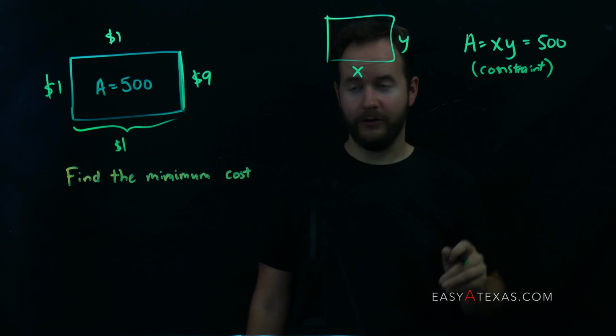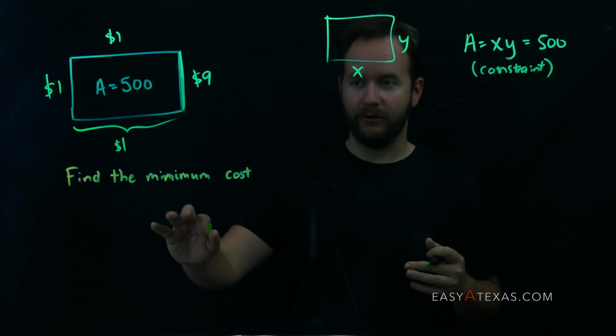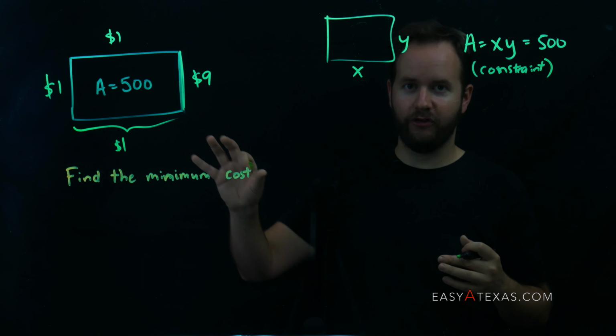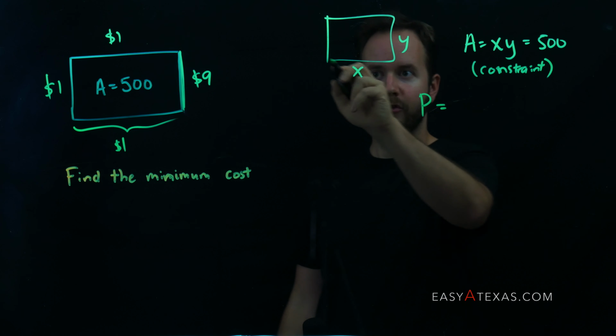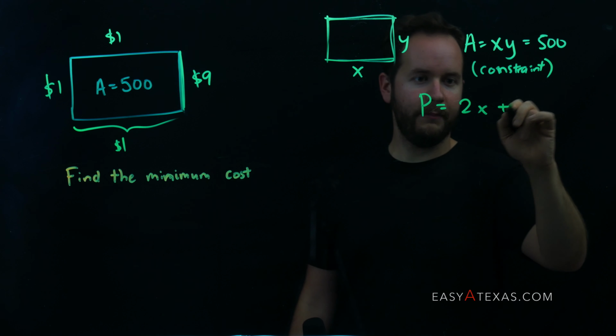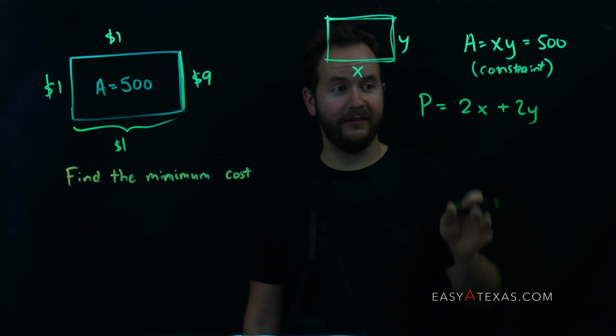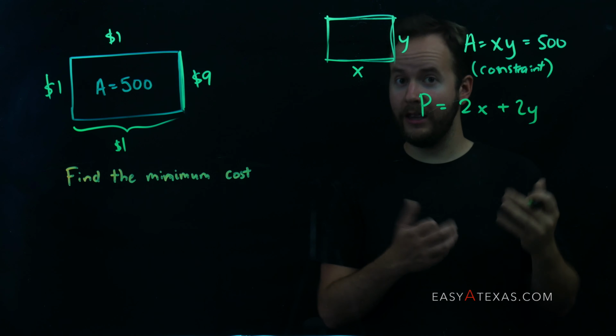area of 500. The primary function we're trying to minimize is the cost function, but it doesn't seem obvious how to make a cost function just yet. Let's go with what we know though and say we know the perimeter will be an x and an x, so 2x, and y plus y. So that'd be 2x plus 2y. Now the problem with this is that this is a perimeter function, not a cost function. So how do I turn this perimeter function into a cost function?